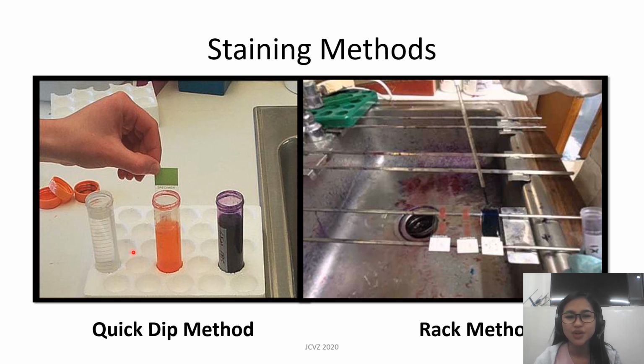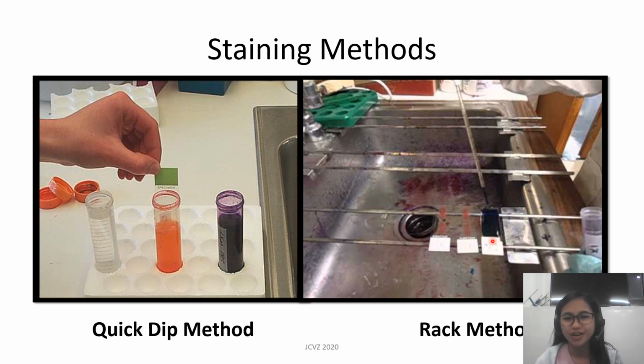In this slide, we can see that there are two staining methods involved in staining our peripheral blood film. So we have the quick dip method and the rack method. Both of these methods, the end product would always be a well-stained peripheral blood smear. But in terms of performing, the easiest and the fastest would be your quick dip method as compared to the rack method.